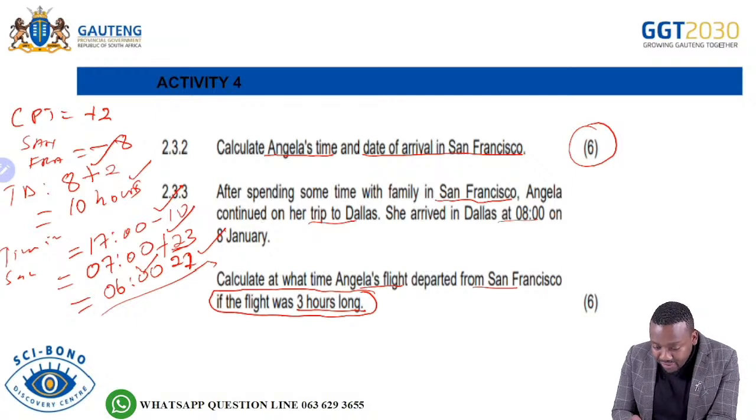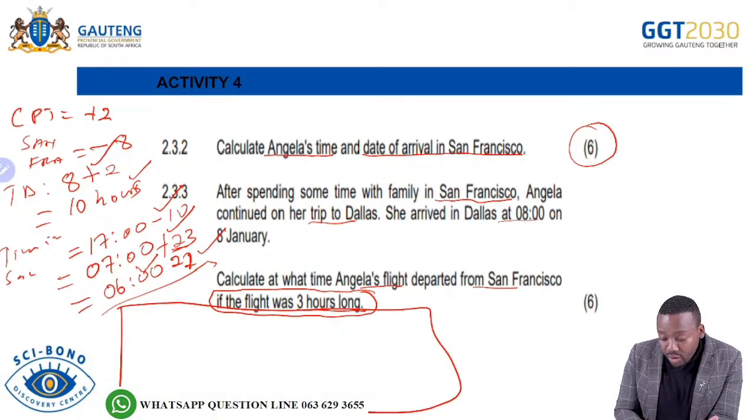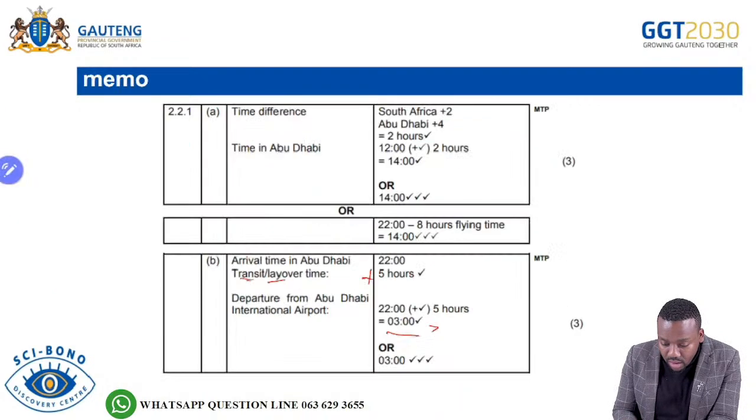time. Okay. After spending some time with family in San Francisco, Angela continued the trip to Dallas. She arrived at 8 o'clock, 8 January. Step 1, now we are doing the second one. Step 1, identify your time zones. What do we have? San Francisco, where is it? It's on -8, right? Then Dallas, let's go to our map.